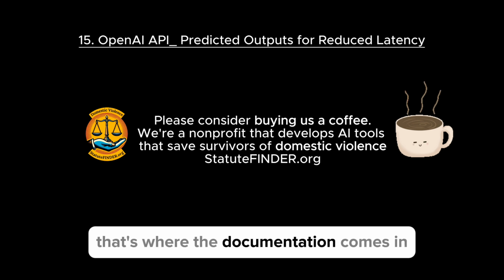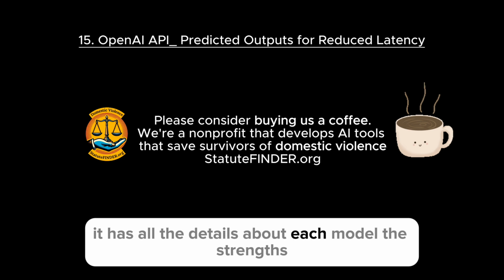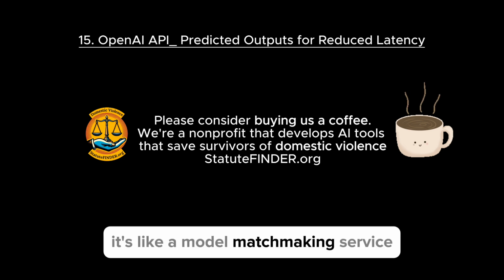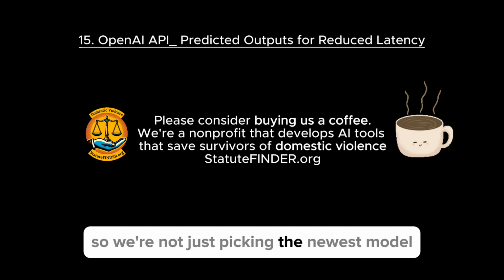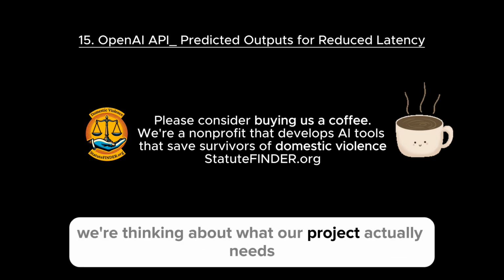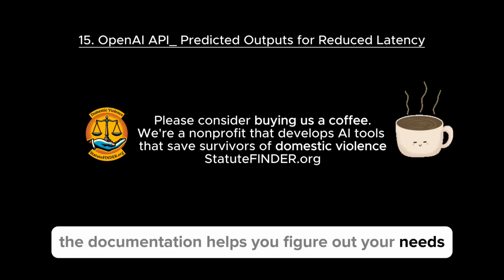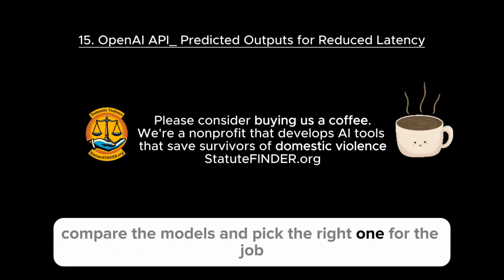That's where the documentation comes in. It has all the details about each model, the strengths, limitations, what they're best suited for. It's like a model matchmaking service. So we're not just picking the newest model, we're thinking about what our project actually needs. Exactly. The documentation helps you figure out your needs, compare the models, and pick the right one for the job.